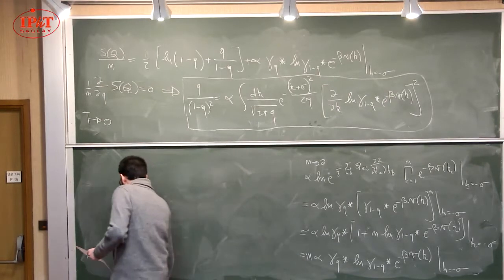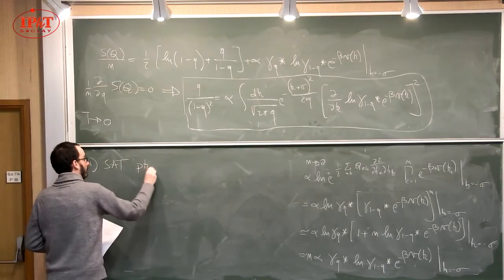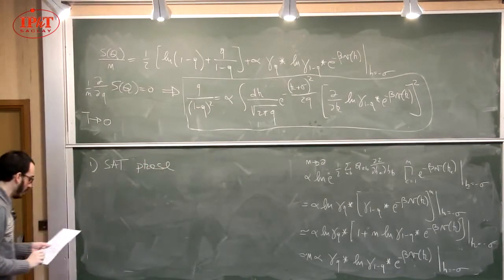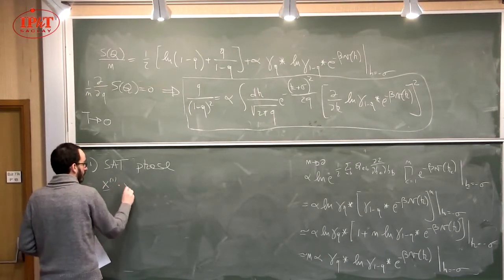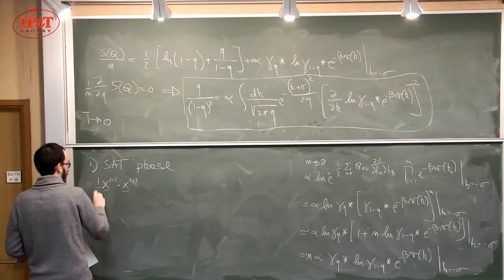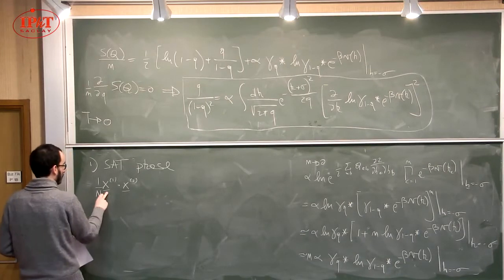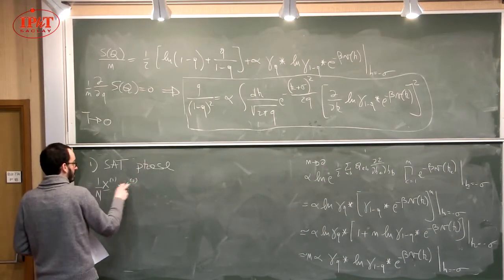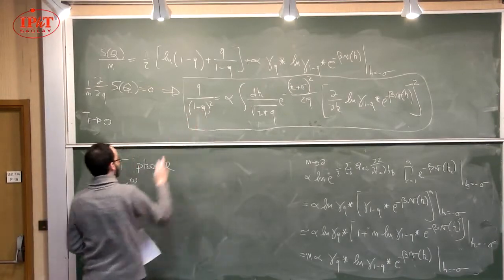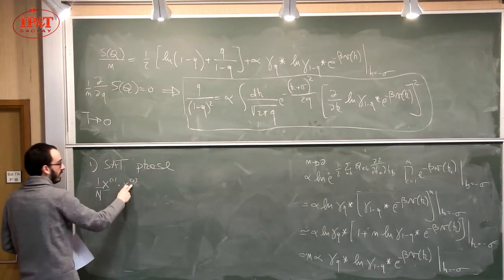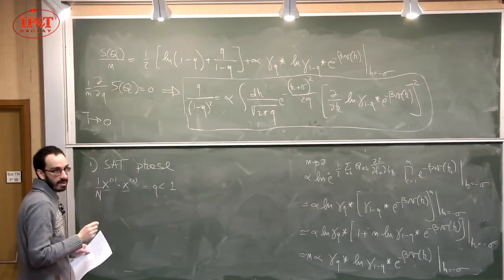So now suppose that you are in the SAT phase. If you are in the SAT phase, you expect that if you take 2 different configurations, in the 0 temperature limit, these are 2 solutions of the problem. And as long as you are in the SAT phase, their overlap, which of course here is equal to small q, because this corresponds to 2 different replicas, will be smaller than 1, in principle.